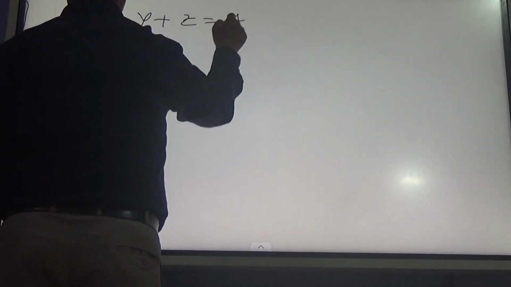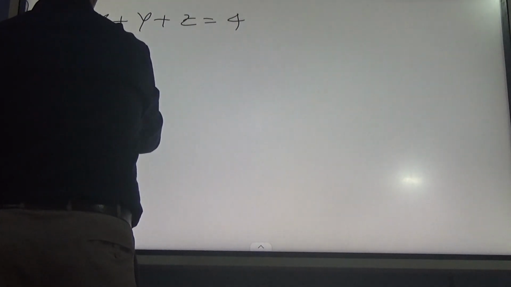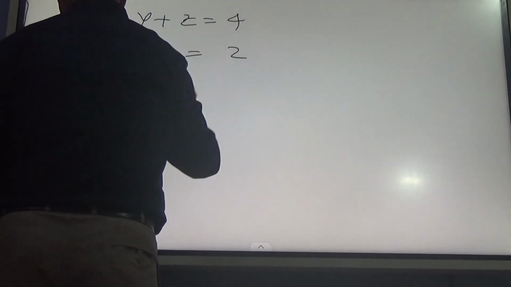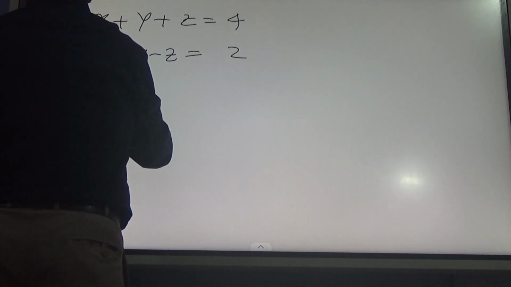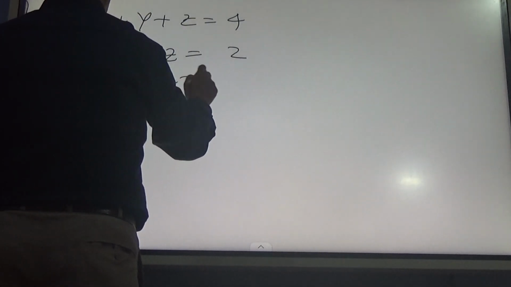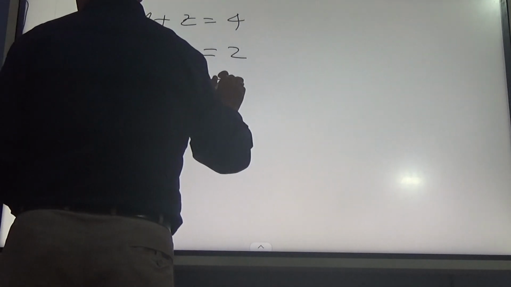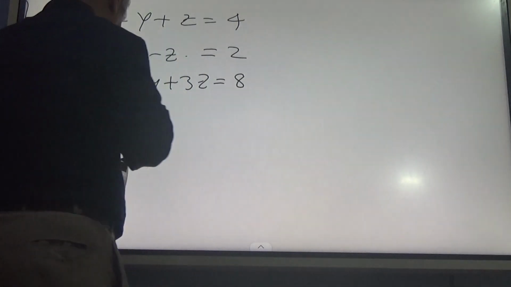x plus y plus z equal to 4. 3x minus y minus z equal to 2, and x plus 3y plus 3z equal to 8. So solve it immediately now.